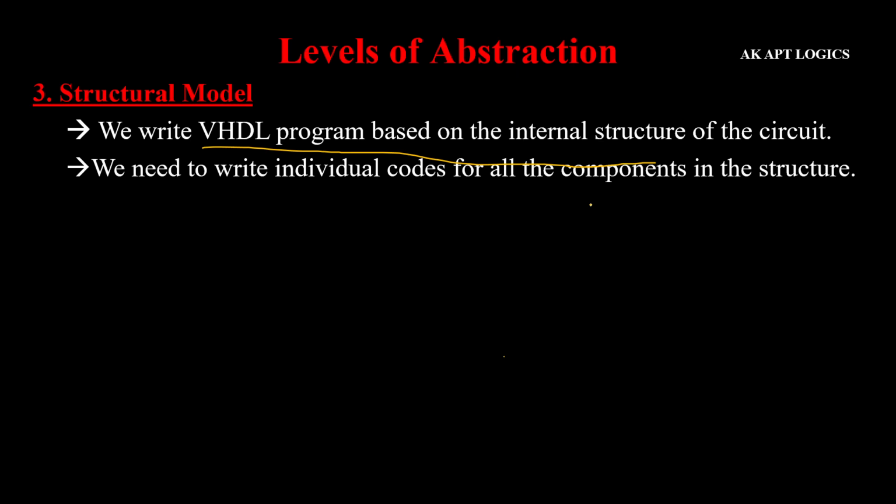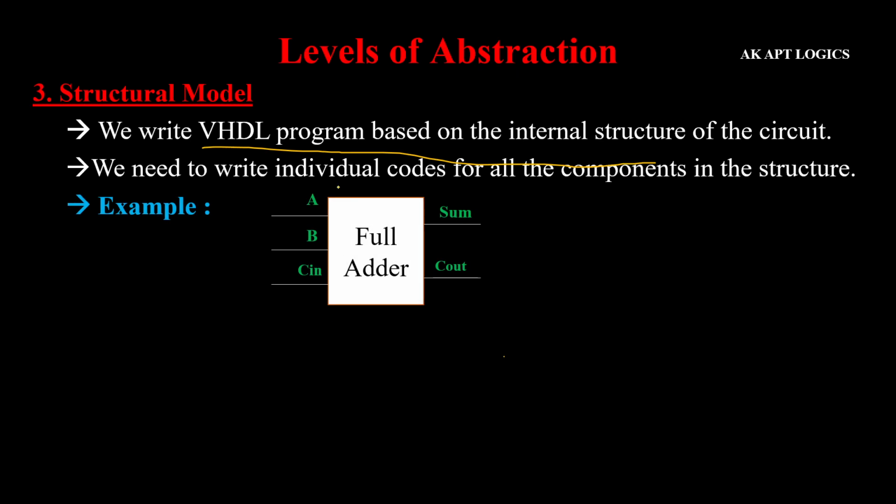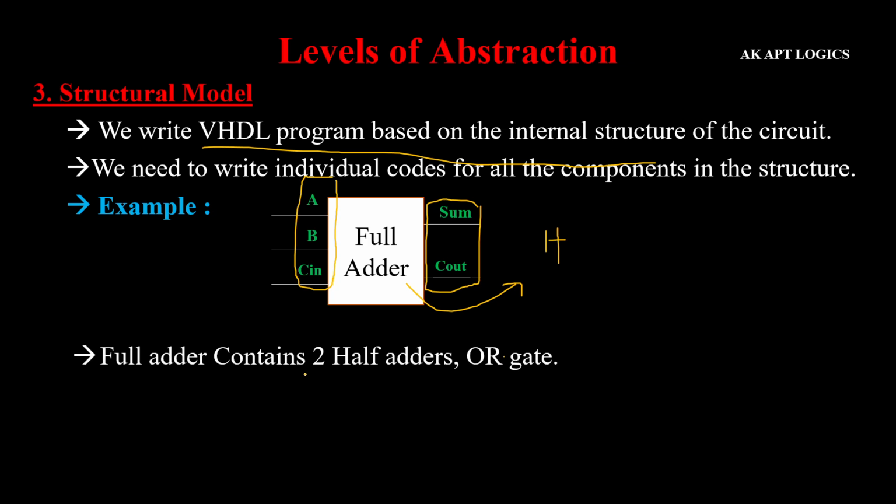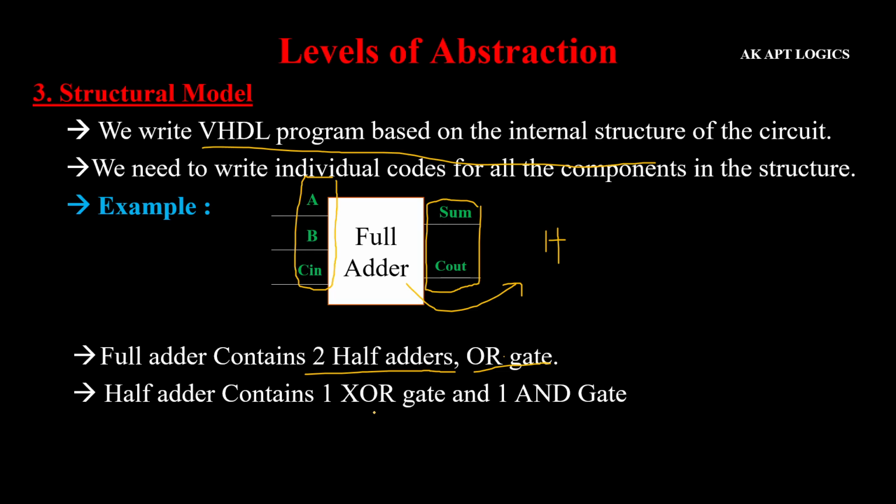For example, let's take the full adder. As we already know from the previous videos, the full adder consists of three input ports and two output ports. As per our digital electronics discussion, this full adder is made up of two half adders and one OR gate. Again, each half adder is made up of one XOR gate and one AND gate.